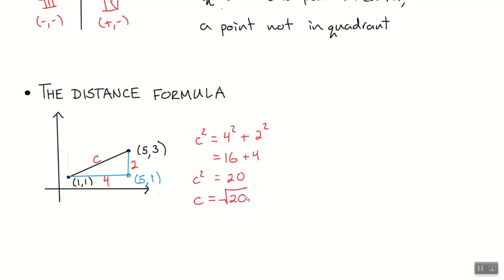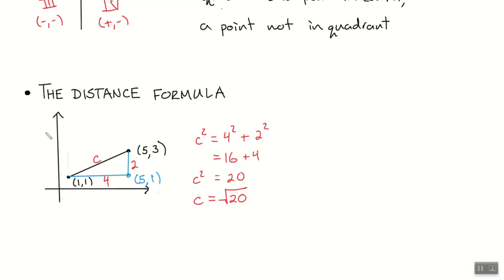If you went further and called this 2 root 5, cool with it. Not my focus right now. Okay, I just got C as root 20. Does this look familiar? Yeah. Did I ever use the distance formula? Well, you say that, but let's dig into where this came from real quick.